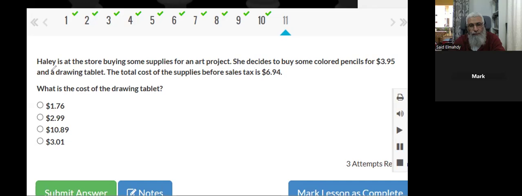All right. So we'd have to do $6.94 divided by $3.95. So this is the total, and this is one thing. The other thing is the drawing tablet. How do we find out what the drawing tablet equals? You subtract.